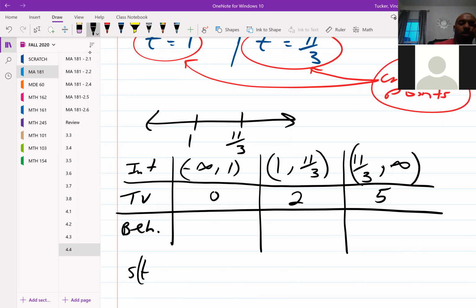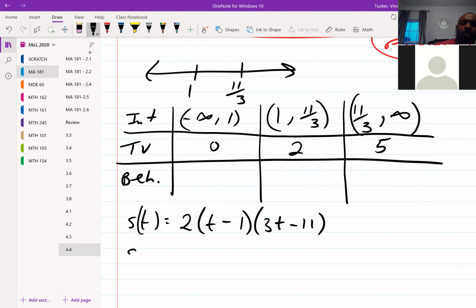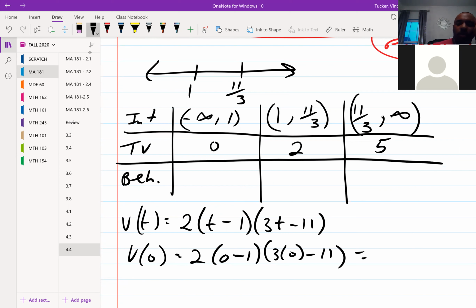V of t was 2 times t minus 1 times 3t minus 11. This is not s of t, this is v of t, sorry about that. Plugging in 0. Remember, I just need to know if the result is going to be negative or positive. So that's a negative times a negative, so my result will be positive.